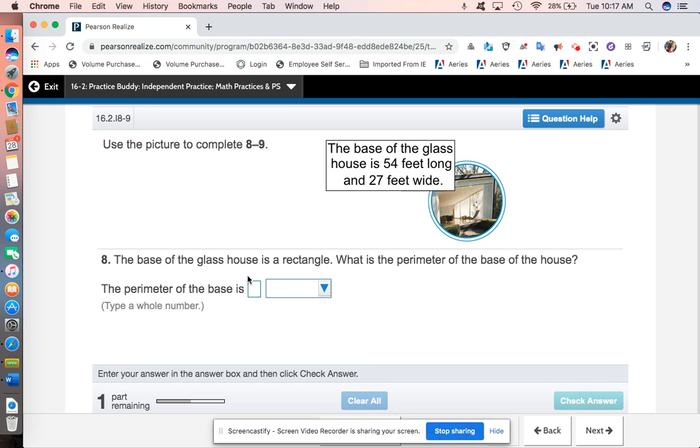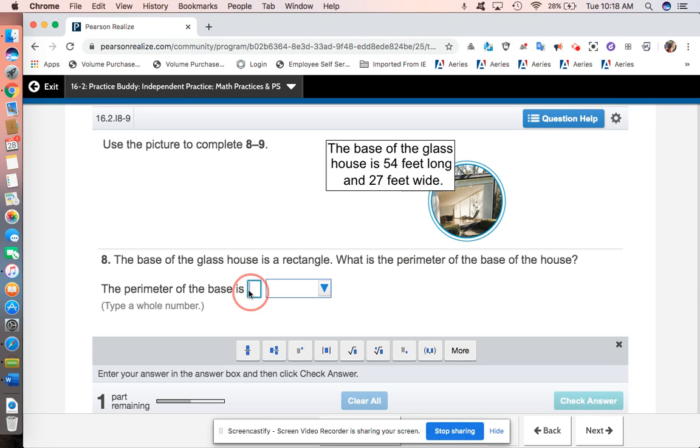Okay, the base is a rectangle, so I'm going to draw a picture of a rectangle. It tells me that 2 sides are 54. So 54 plus 54 is 108. 2 sides are 27. 27 plus 27 is 54. If I add 108 and 54, I get 162 feet.